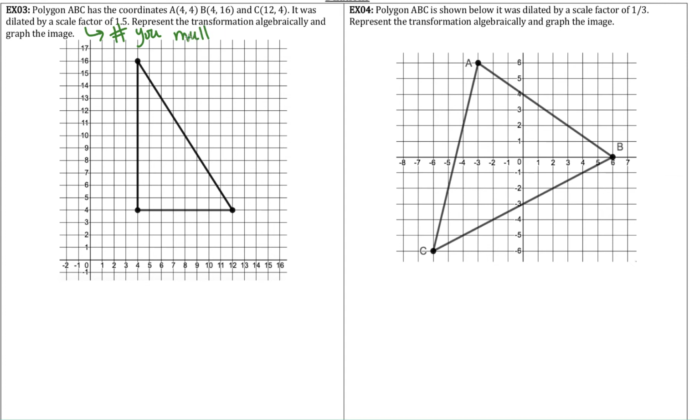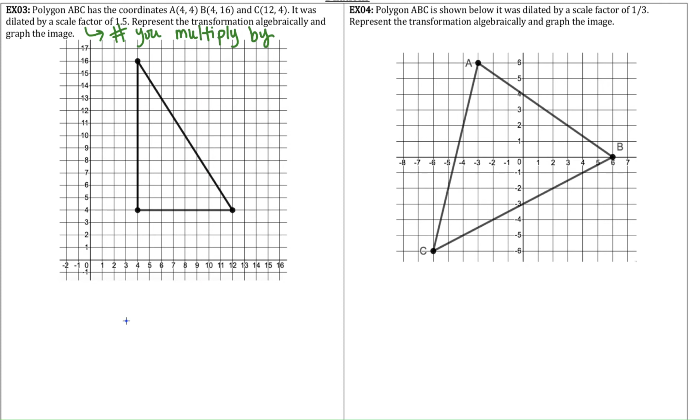Oh, let's do this. My M looks a little weird. Okay, so scale factor 1.5. 1.5 is larger than 1, so I imagine it's going to be an enlargement. And let's see. Represent the transformation algebraically and graph the image. So let's go ahead and represent this.